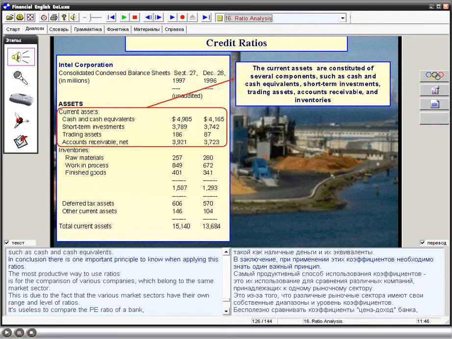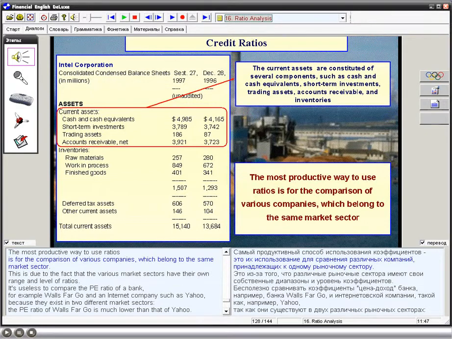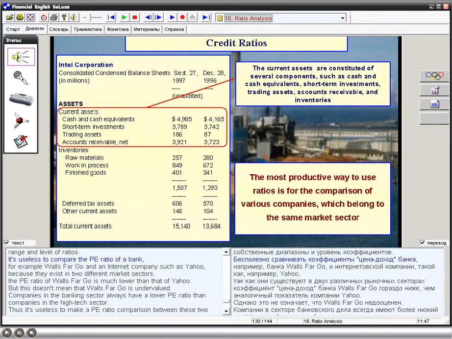In conclusion, there is one important principle to note when applying these ratios. The most productive way to use ratios is for the comparison of various companies which belong to the same market sector. This is due to the fact that the various market sectors have their own range and level of ratios.